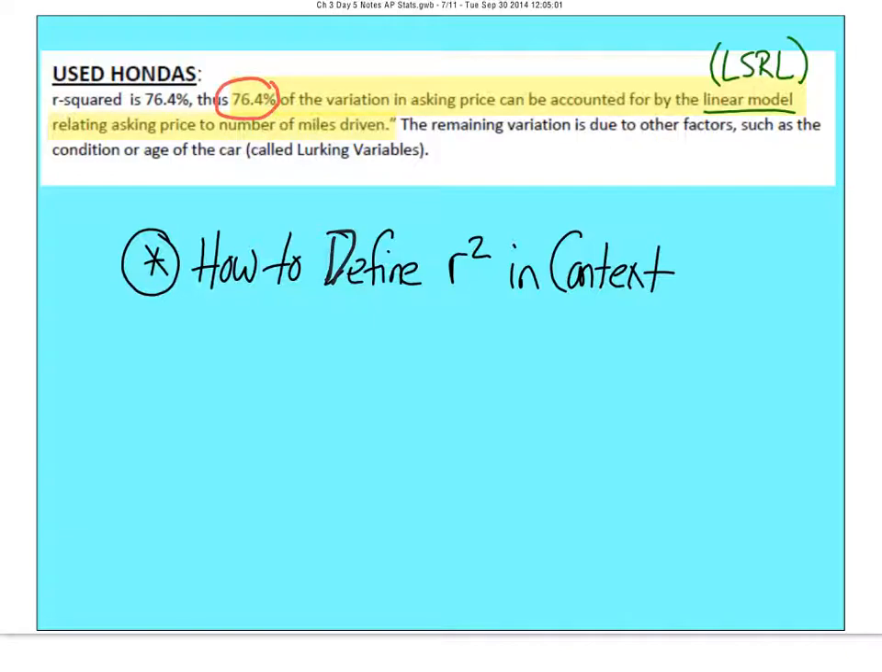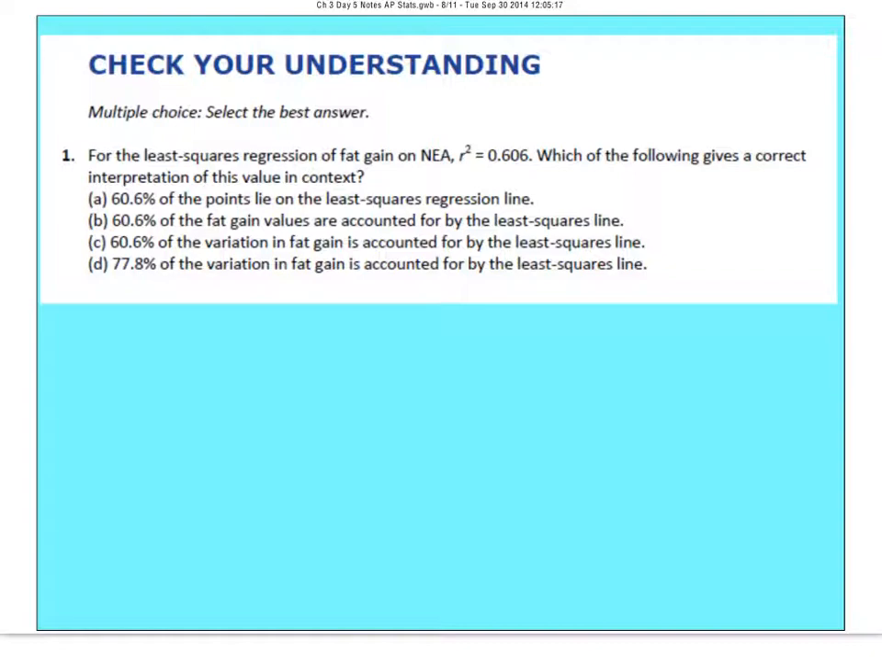And that means there has to be other variables out there that help explain the price of this vehicle. Here's a really nice multiple choice question. For the least squares regression of fat gain on NEA, the national average calculation of something, they came up with an R squared of 0.606. Which of the following gives the correct interpretation of this value in context?